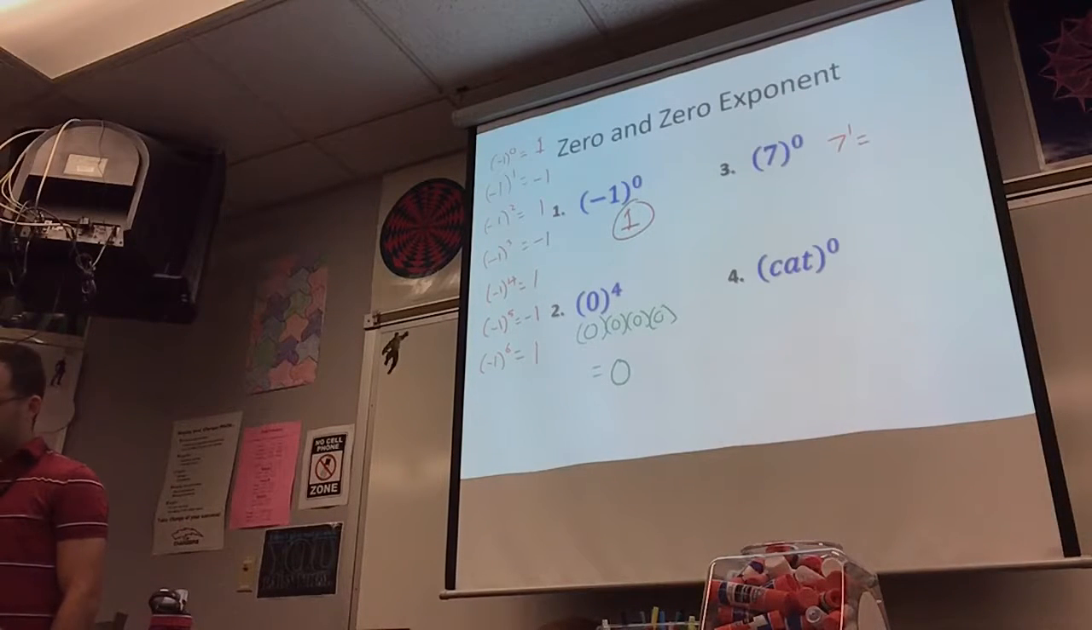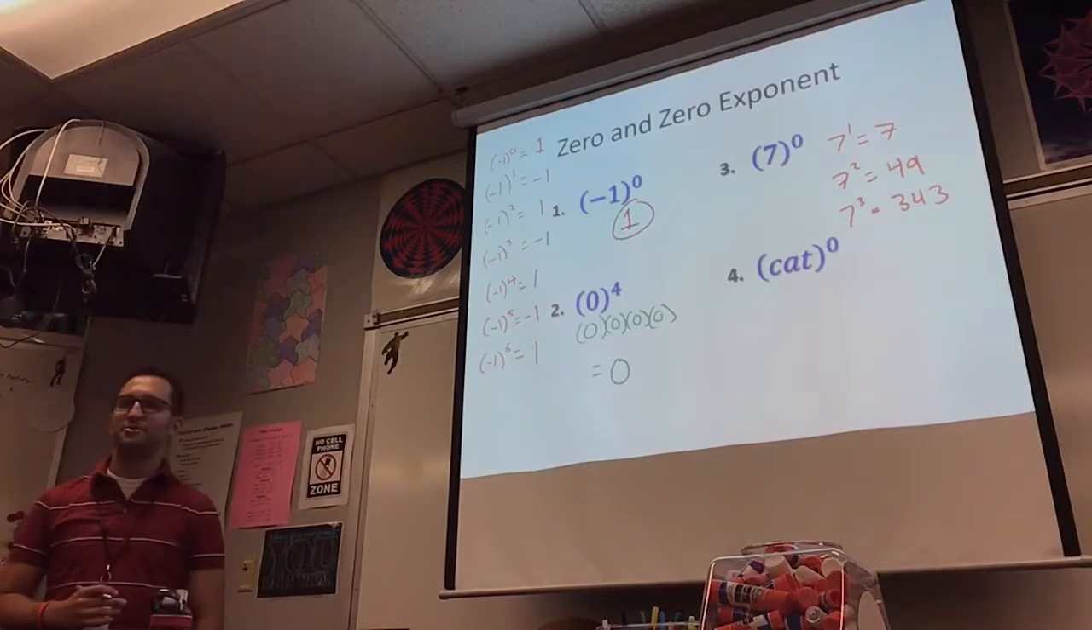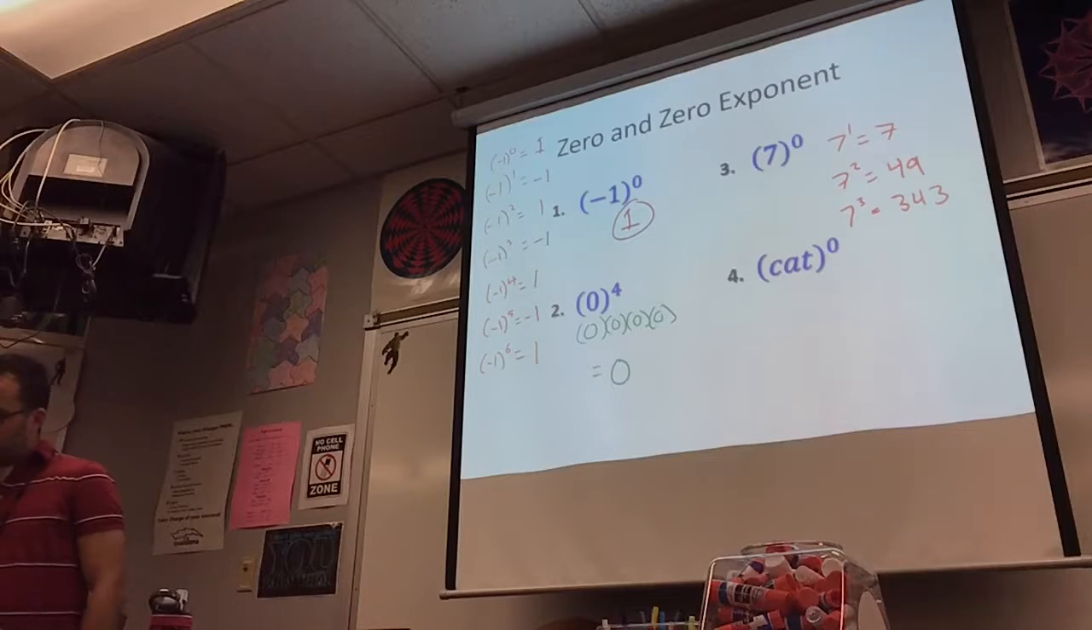So let's look at the pattern again like we did for the 1s. Let's look for the pattern for the 7s. Okay, what's 7 to the 1st power? That was really easy. 7. 7 squared? 7 times 7 is 49. 7 to the 3rd, anybody know that one? It's 343. It's okay, you don't have to know that one. So the question is, what is 7 to the 0?